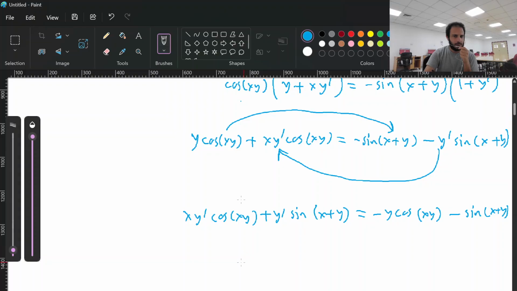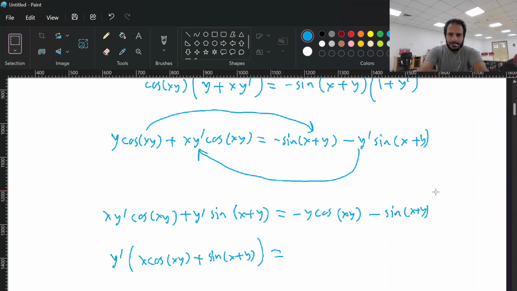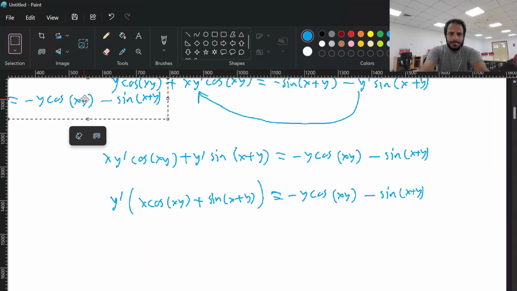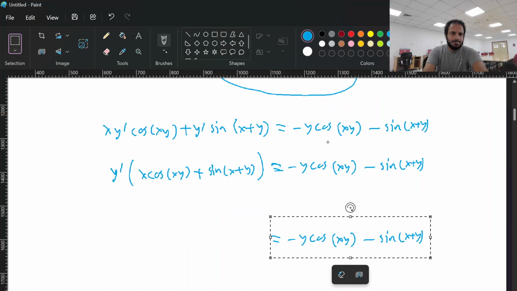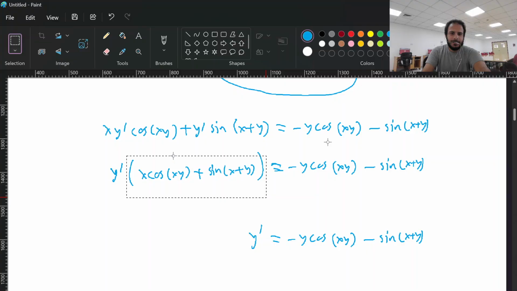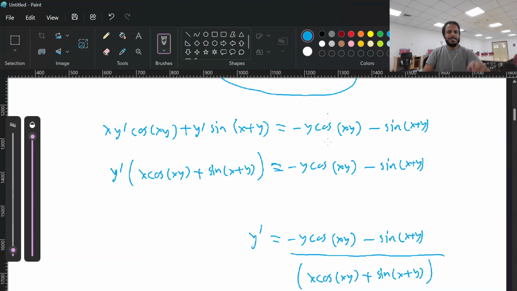Now from the left side we take y prime as a common factor. So we have y prime times x cosine xy plus sine of x plus y. This equals, so this equals this, same thing. Then y prime equals this divided by this. Right, yeah. Do you have questions about this? Is this good?